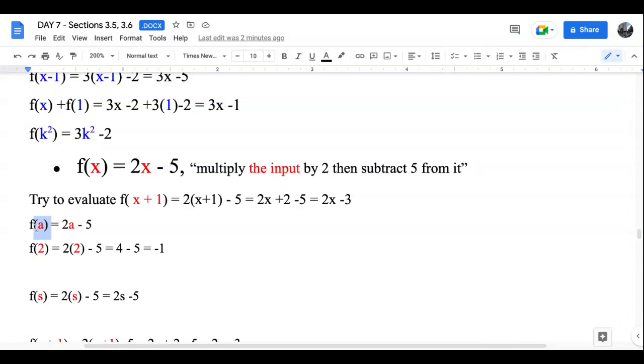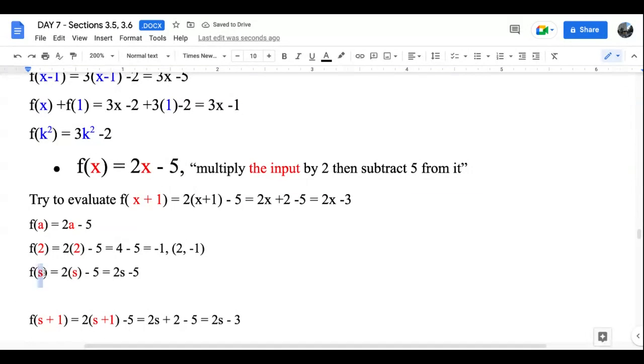F of a is 2a minus 5. Well, f of 2, 2 is a number. If 2 is a number, we evaluate and get the function to be a number also. The function value is a number. In this case, we get one ordered pair, or one point, on the graph, right?